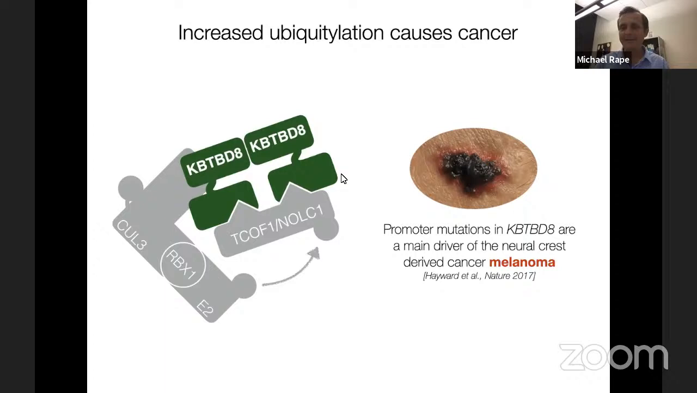And so this was the question with which Elisha started. How does the cell make sure that this enzyme, KBTBD8-CUL3, is actually activated at the right time, the right place, and to the right extent in development?